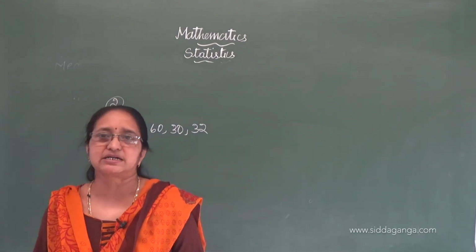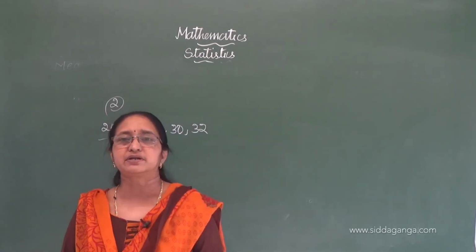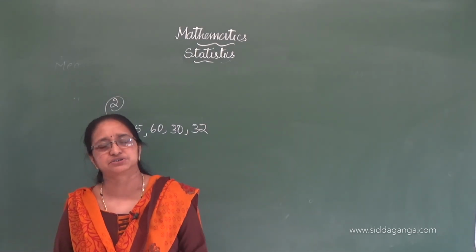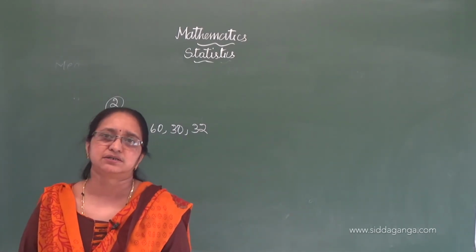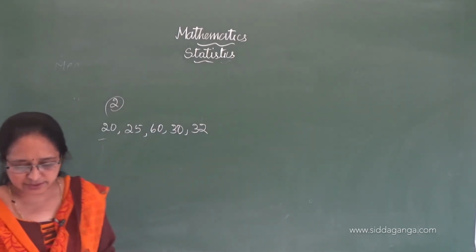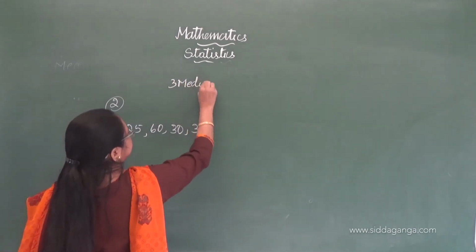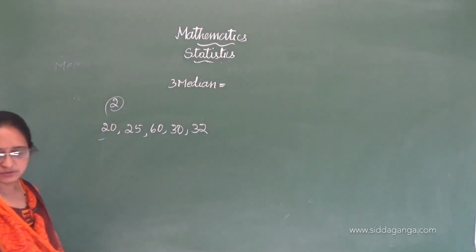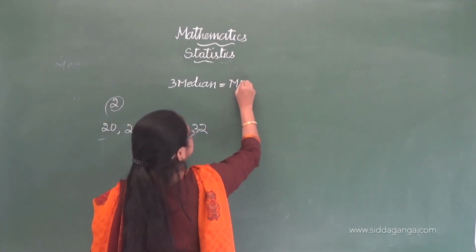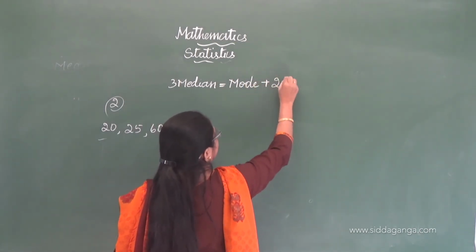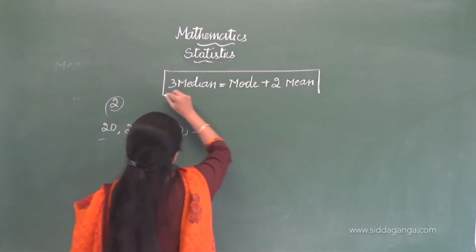Before ending my class, I will give the relationship between the mean, mode and the median. They call it the empirical relationship. We have this relationship between all the three central tendencies. Let us write that: 3 median is equal to mode plus 2 mean.